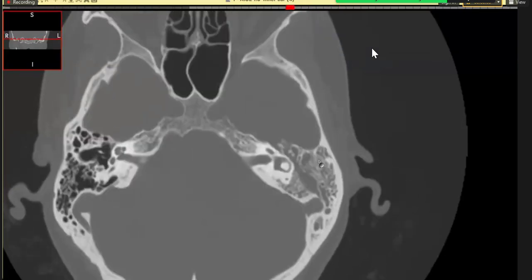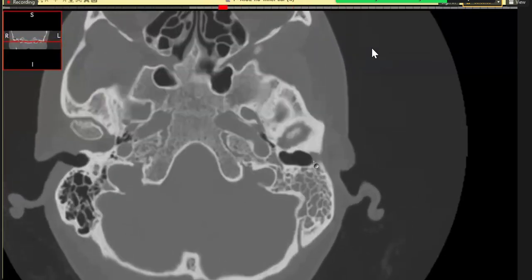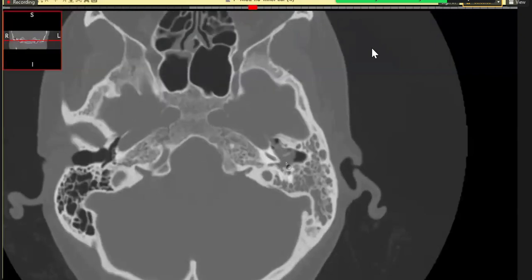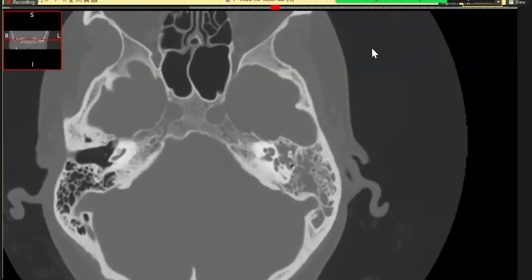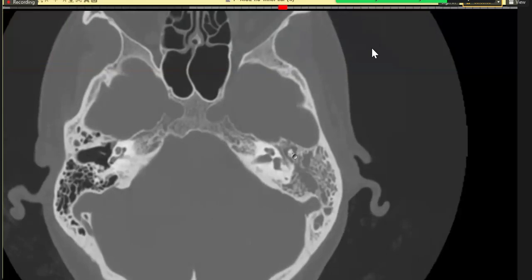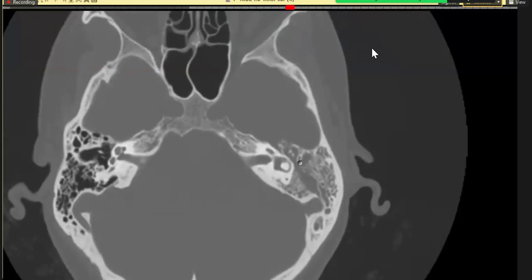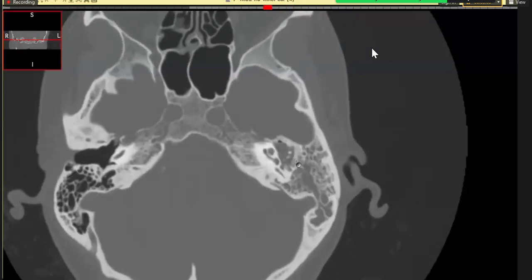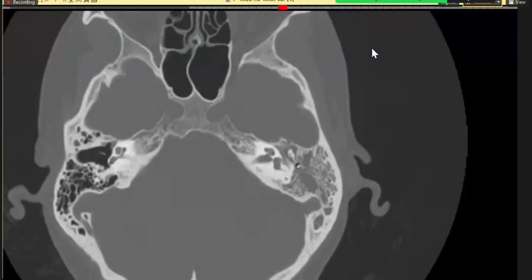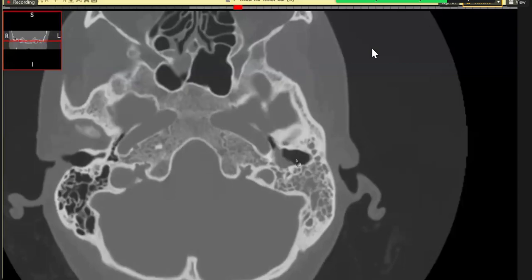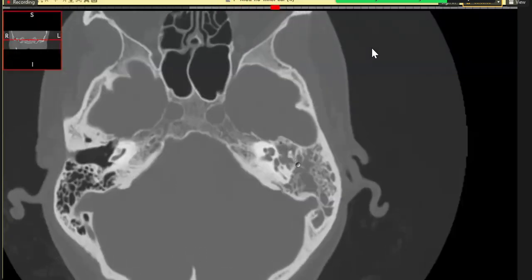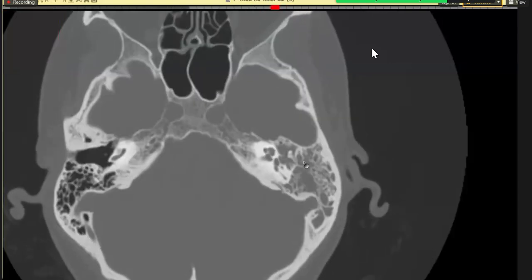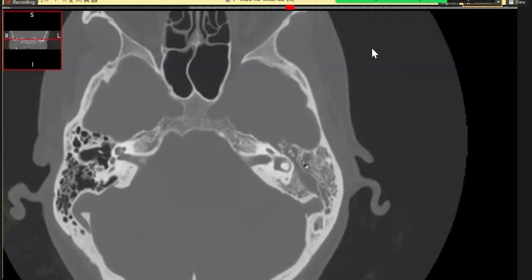Now, if you see here, this is the external auditory canal, and you can see that this opacity is filling up the middle ear. This is the malleus, this is the vestibule, and this is the body of the incus. There is no definite bony destruction or anything. Now, with this kind of clinical picture, what comes to your mind, madam? Over to you. And what will you do next?